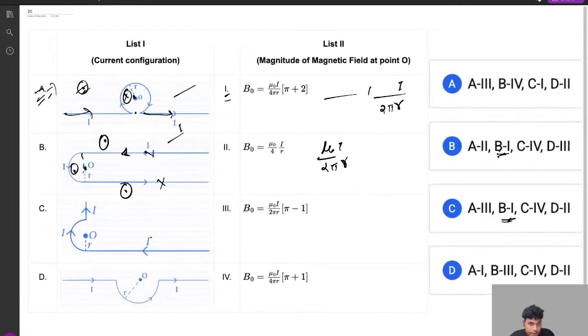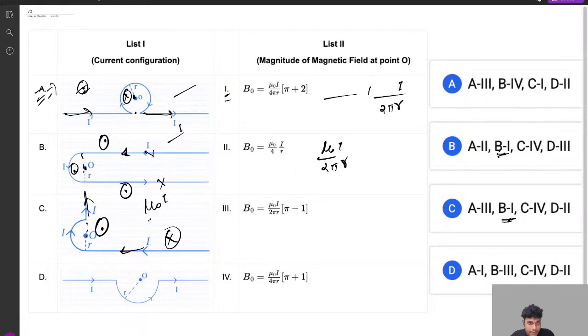Due to this semi-infinite wire, the magnetic field in the cross direction is 0. And due to this half circular curve wire, it is in the dot direction. So due to this, what is the magnetic field?